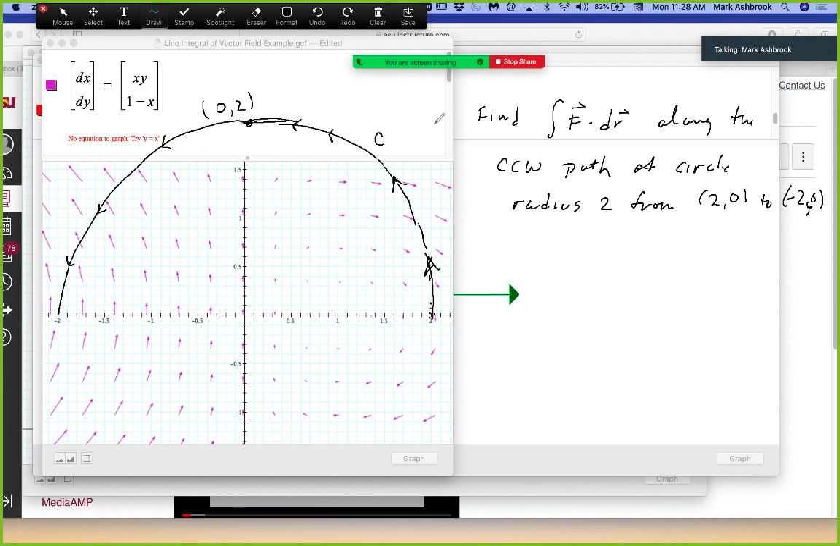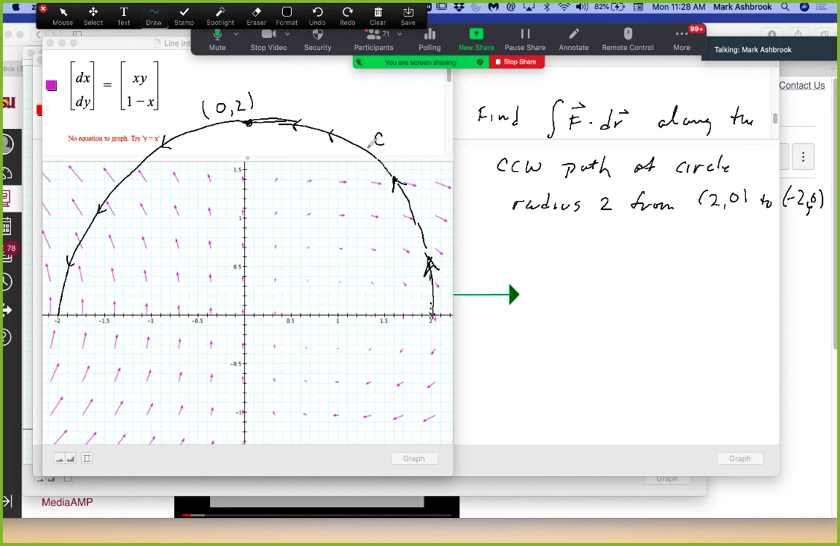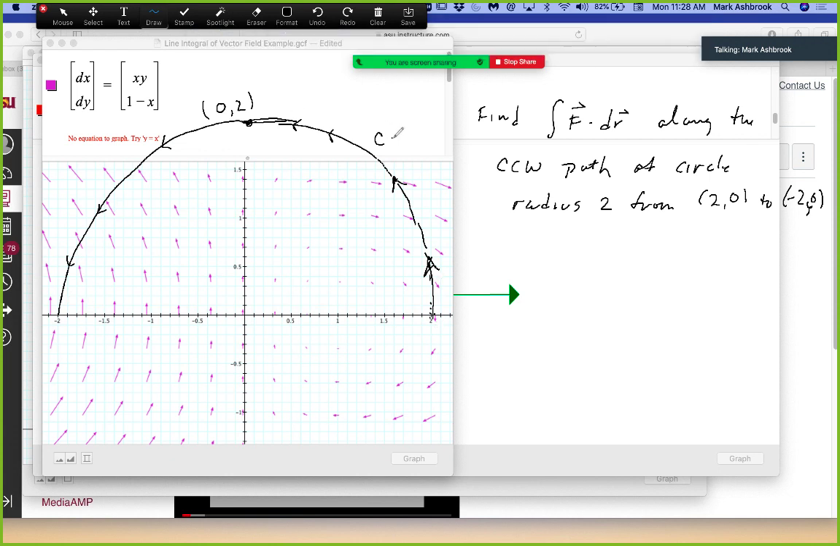Okay, so not dr, but we're really interested in r, right? We're interested in the path of C. We're going to use that path of C to compute the line integral. We're going to get the dr from that. Okay, so we've got our F. F was given as xy and 1 minus x. That's our multivariable vector valued function, which gives a vector field. That's what you see in purple there.